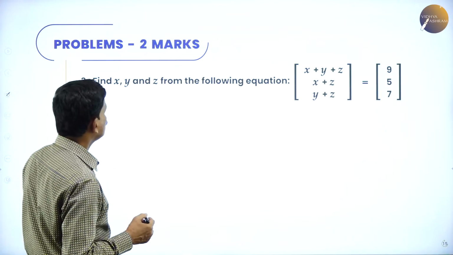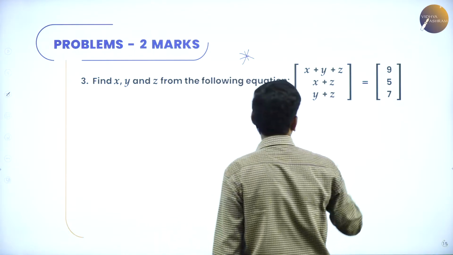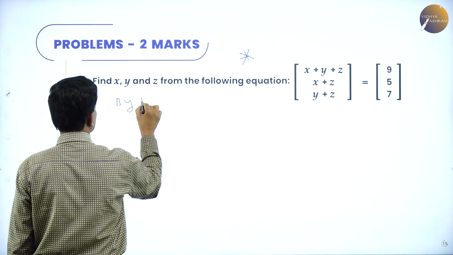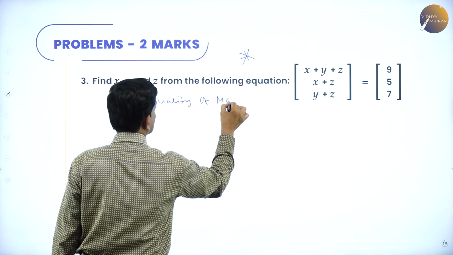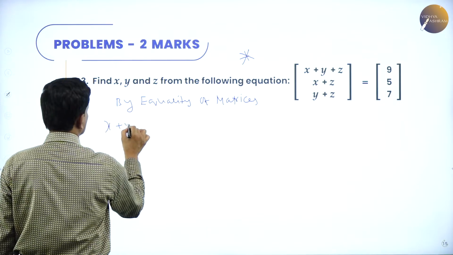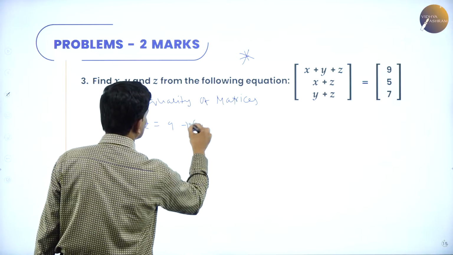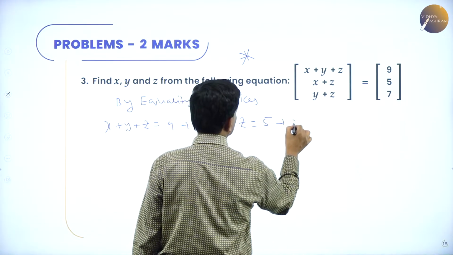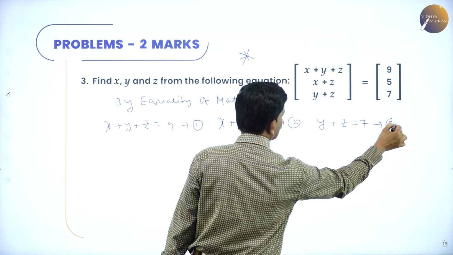Find x, y and z from the following equation. This is also a very important type of problem. What is the problem given? By equality of matrices, we can write x plus y plus z is equal to 9. Let us represent this as equation number 1. x plus z is equal to 5, equation number 2. y plus z is equal to 7, equation number 3.